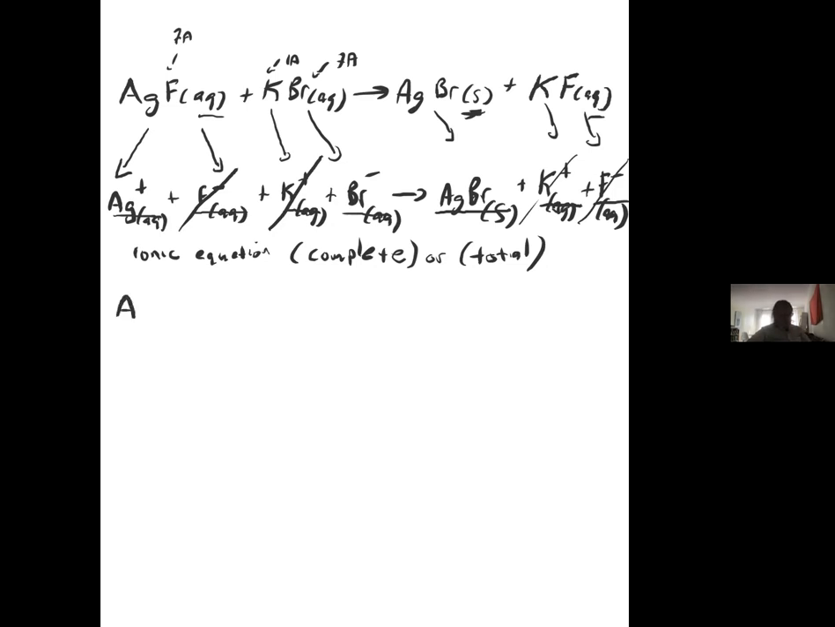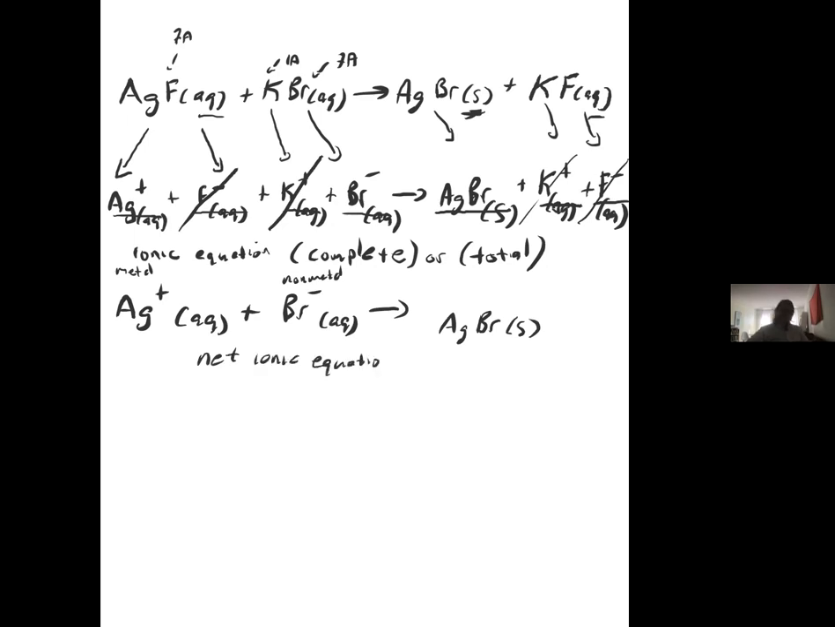So what do you have left? You've got your Ag plus. Make sure you put your state of matter, Br minus. By the way, when you write these in, it's considered good form to do the metal first, and then the non-metal. And then you get your AgBr. Okay. That's your net ionic equation. This one was easier to balance because it was already balanced. I mean, everything was a 1. The coefficients were all 1. And then your spectator ions are the ones you canceled. So that would be the F minus and the K plus.